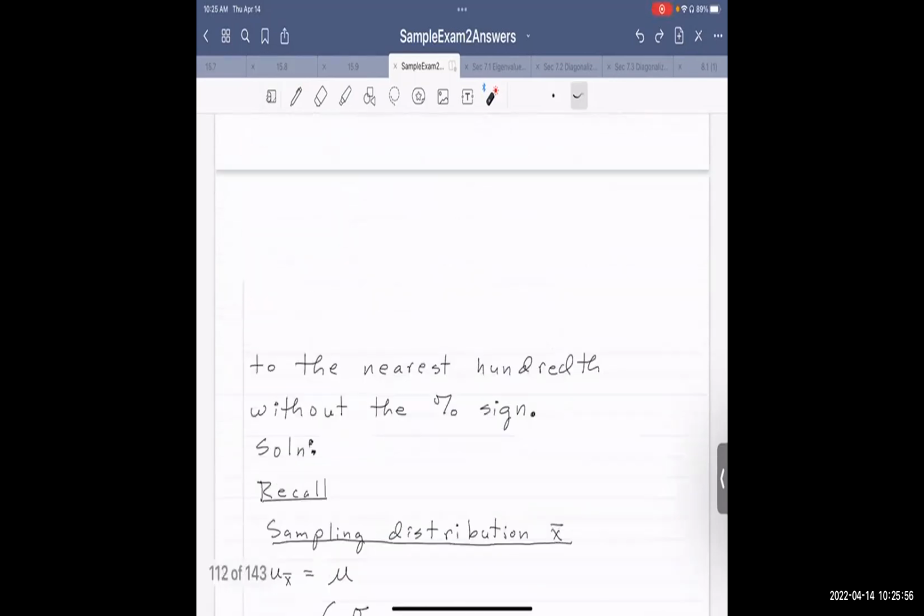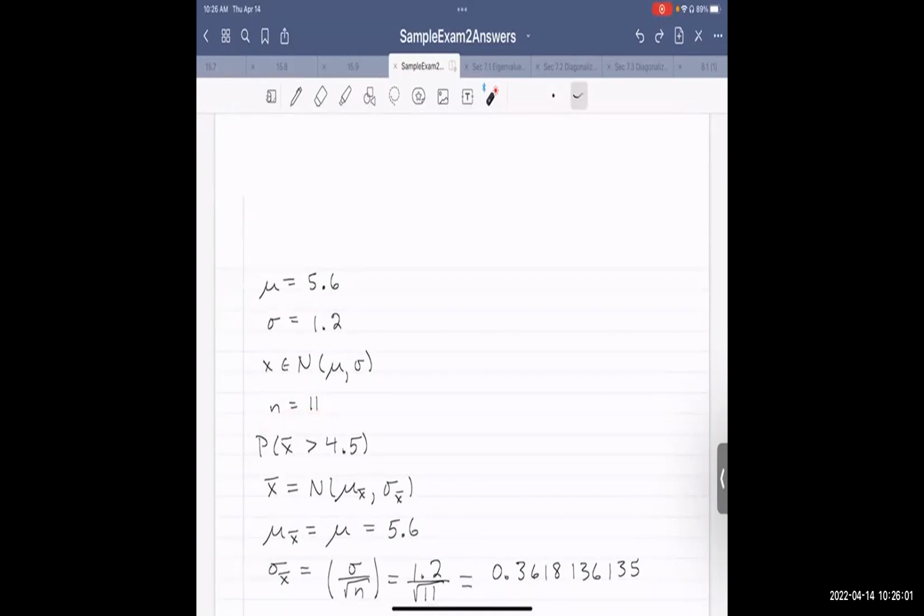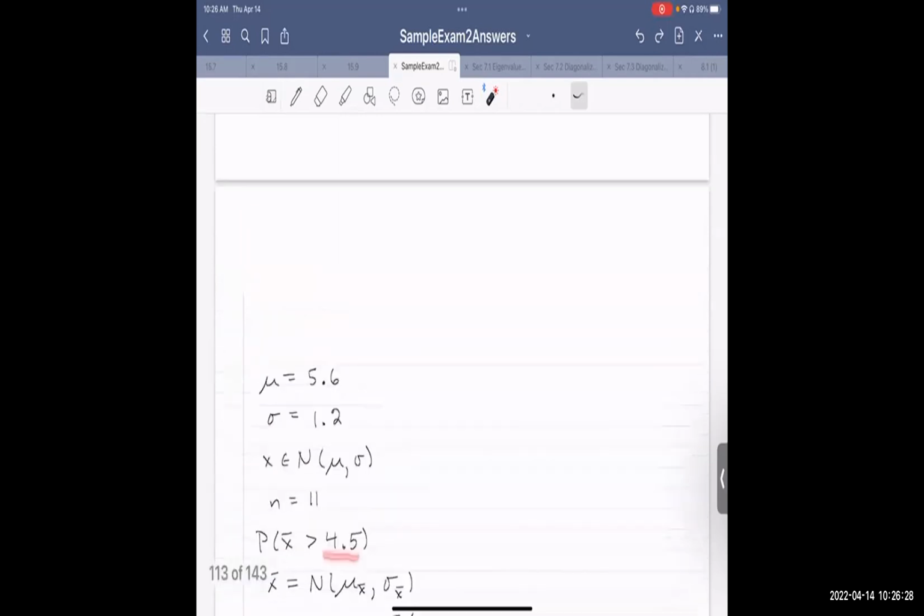Our sample size is 11. So little n is 11. Since the parent population is normally distributed, then the sampling distribution of all possible sample means is also normally distributed with mean and standard deviation as follows. And so we want to find the probability that the sample mean is greater than 4.5.